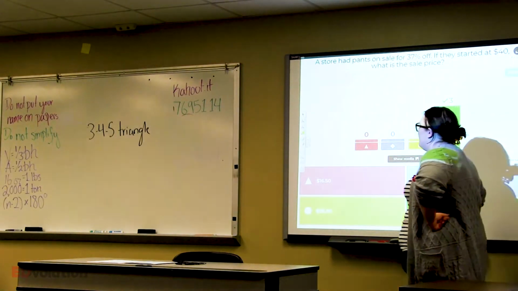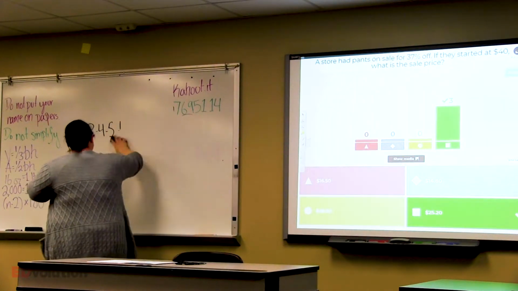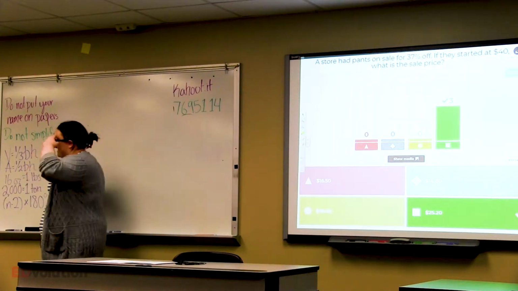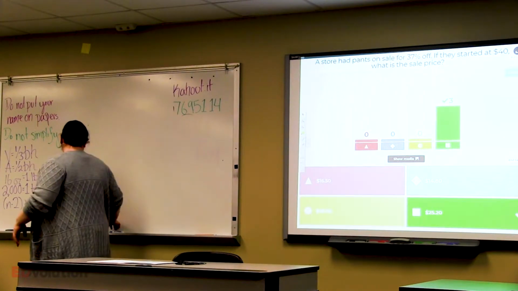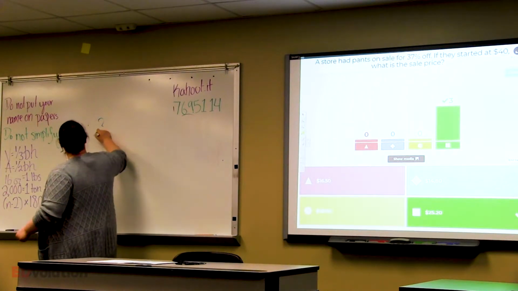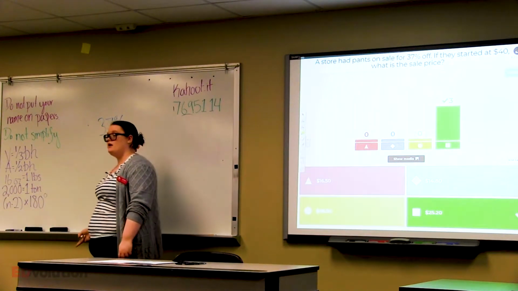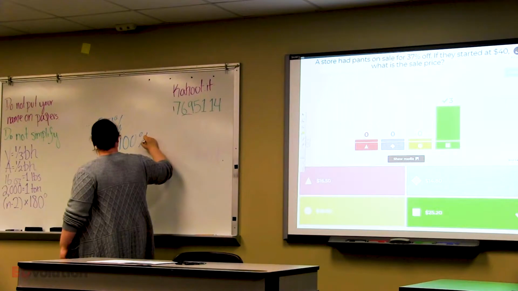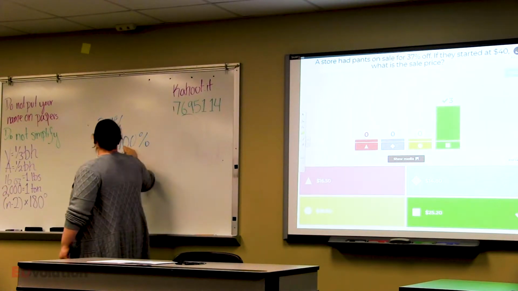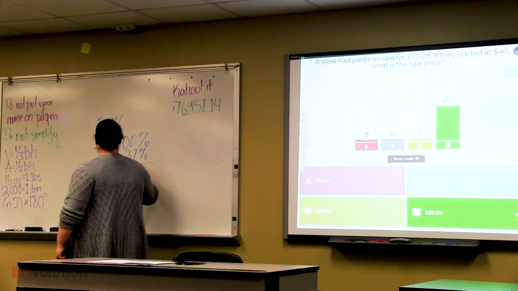Alright. The easiest way to think about sale prices, in my opinion, is to think, how much am I going to pay for this? And while that seems like kind of an obvious question, if we have 37% off, I like to think, what percent of this am I still paying? So then we could take 100%, which would be the original cost, subtract 37%, and we're left with 63% that we still have to pay.